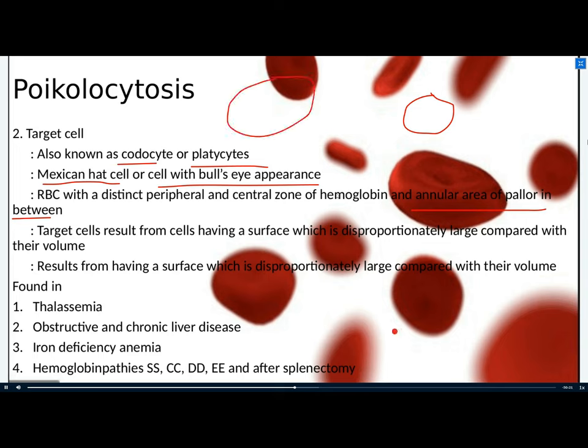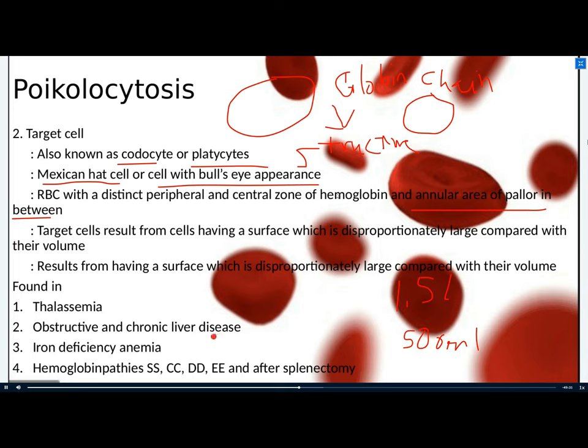So in general terms, class, imagine a 1.5 liter of Coke containing only 500 ml of Coke. So that's what happened. The size of your target cell is very large, but it isn't fully containing hemoglobin. Now, they can be found in thalassemia. Remember, in thalassemia, class, you have problems in your globin chain, and your globin chain would have an effect on the structure of the cell, the RBC.